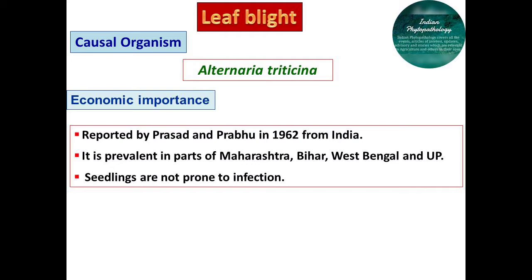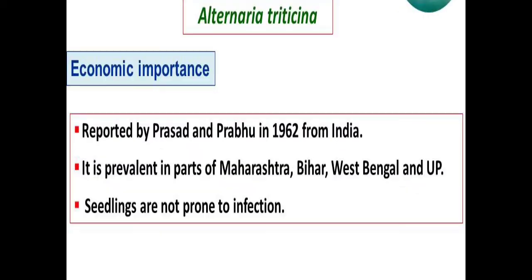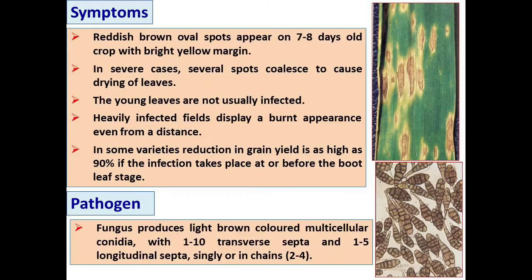Seedlings are not prone to infection, but the later growing stages of the crop are susceptible to infection by this Alternaria triticina. You can see the symptoms of this disease in the images. On the right side, reddish brown oval spots appear on 7 to 8 days old crop with a bright yellow margin. This is the particular mark of identification, that is, the yellow halo produced after the infection by Alternaria triticina.